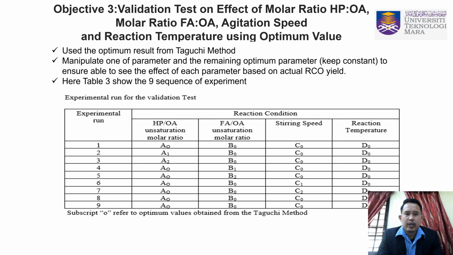After we get the Taguchi method optimum, we need to verify, to validate the test on the effect of molar ratio of HPOA, molar ratio of FAOA, speed and reaction temperature using the optimum value. So they have the optimal result from the Taguchi method, manipulate one of the parameters and keep the remaining parameters constant to be able to see the effect of the parameter based on the actual RCO yield. So this is a table that we have run.